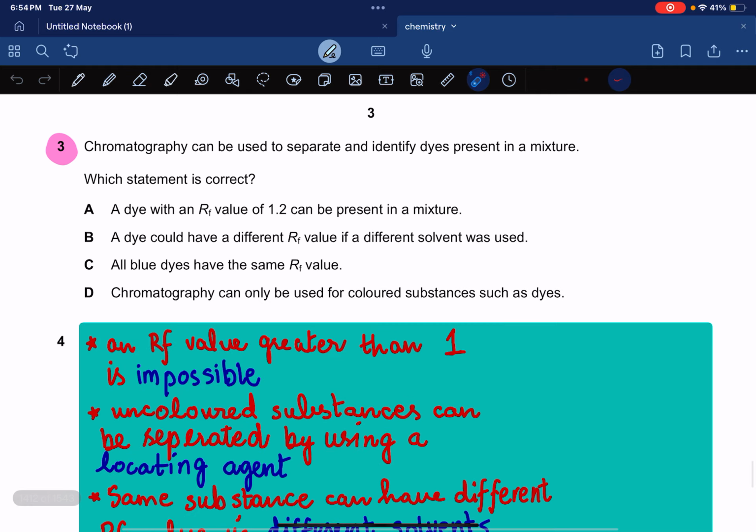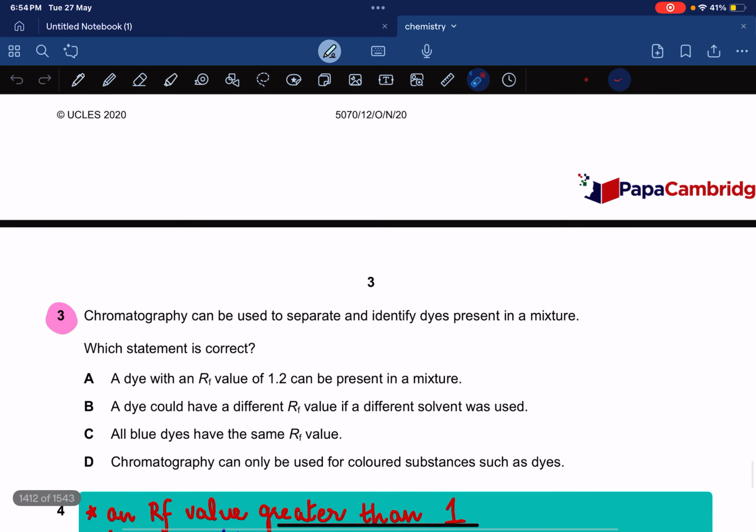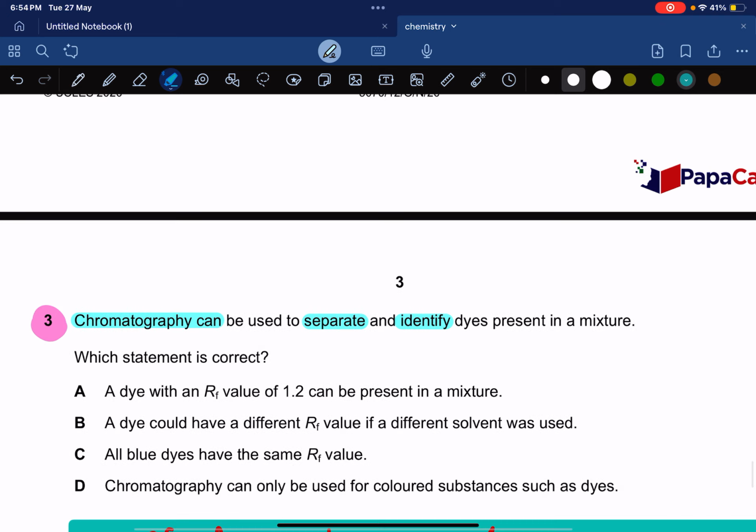So the first difficult question was this one, and I have written the key concept of the question as well. First let's look at the question, and then we're going to look at the key concept. The question says chromatography can be used to separate and identify dyes present in a mixture. We know chromatography is a separation technique, and we use it to separate and identify the dyes and to know the solubility of a substance. Which statement is correct? We're given three statements, and this question is a bit tricky, so I'd like you to first choose your answer before I tell you the correct one.